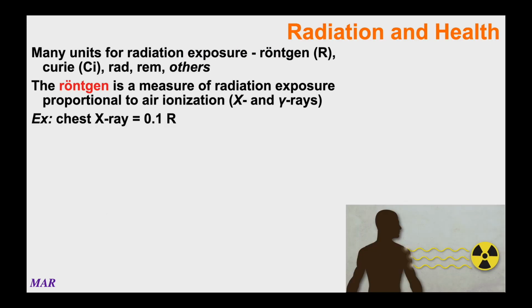Health is a big part of radiation studies because all of these things are very high energy. There's multiple ways to talk about radiation when it comes to health. Here are just some of the examples, and there's more. The Roentgen, which gets the symbol capital R. Curie, which is capital Ci, named after Marie Curie. There's rad and rem and others. The Roentgen, which is named after the developer of the X-rays, is a measure of how radiation exposure is proportional to air ionization. As an example, a chest X-ray is about 0.1 R, all right? And people can calibrate the number of Roentgens.